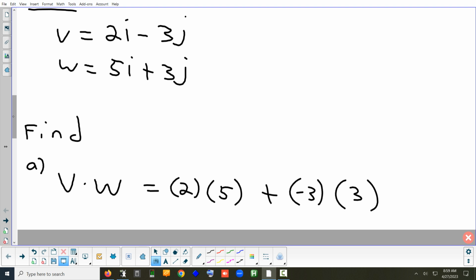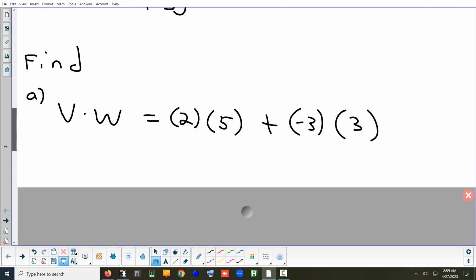Okay, so now do that out, and that's going to be your dot product. 2 times 5 is 10. -3 times 3 is -9. And that's going to give me a dot product of how much? Yep. 1. Now that 1 means something. I'm going to tell you what it means later. But that is the dot product between those two vectors. 1. Any question on how we got 1?